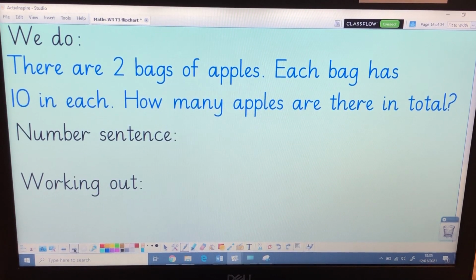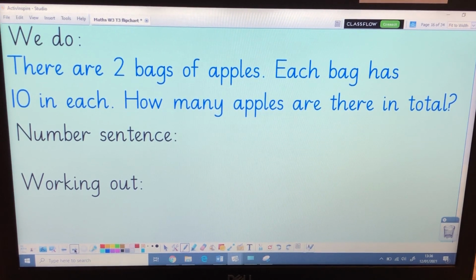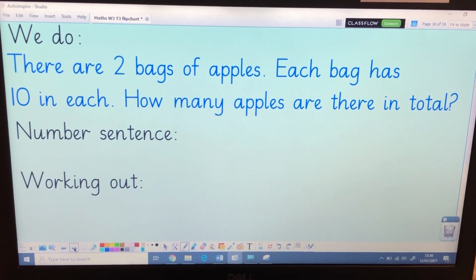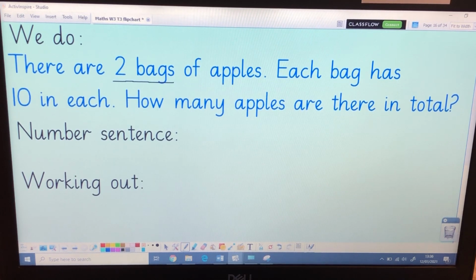Okay, we're going to have a go at doing this all together this time. Do you want to read the question out with me? Okay, you ready? 3, 2, 1. There are 2 bags of apples. Each bag has 10 in each. How many apples are there in total? Okay, so the first thing we're going to do is underline the key information. So we know that there are 2 bags, and each bag has 10 in each. Quite a lot of apples.